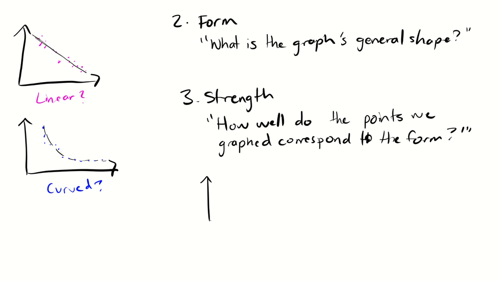In contrast, if you had something like this instead, then this would be weak. See how this is really scattered compared to this, where it conforms to a line, and how this one conforms to a curve.